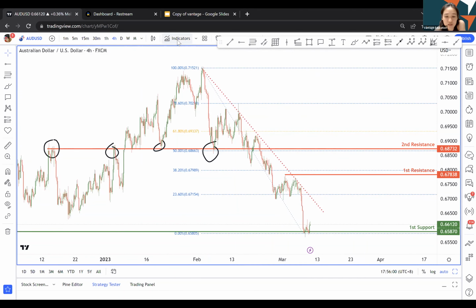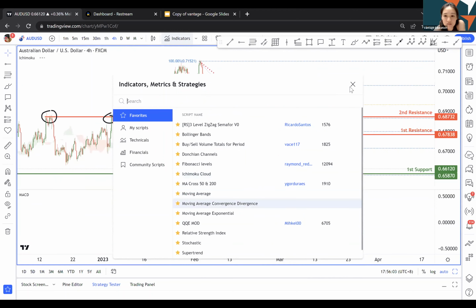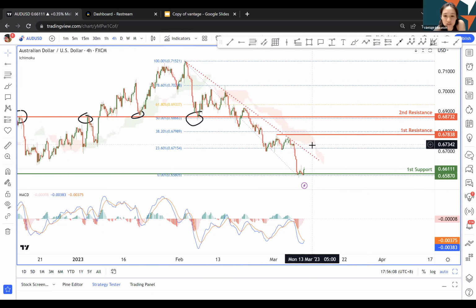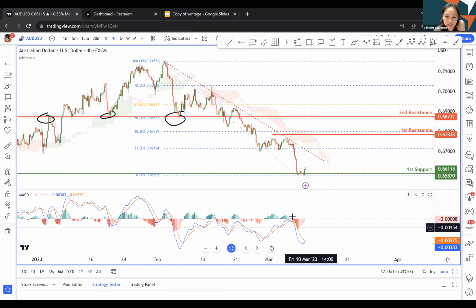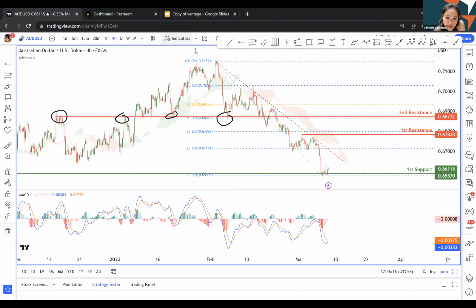All right, so now let's pull out some indicators. Ichimoku, MACD. So price is moving below our Ichimoku cloud, giving us a bearish signal. On MACD, price is showing a red area, also giving us a bearish signal. So this supports our analysis.